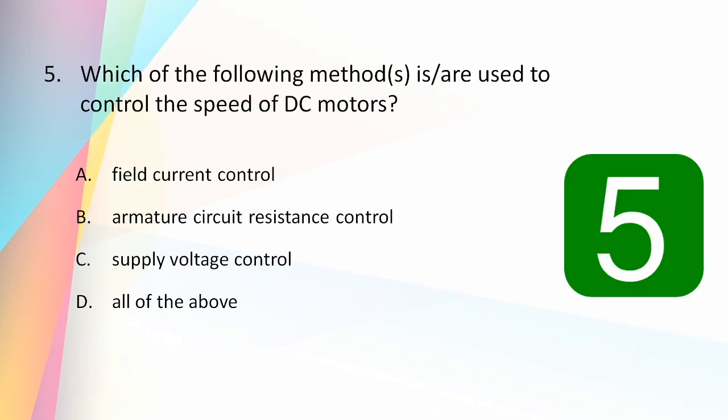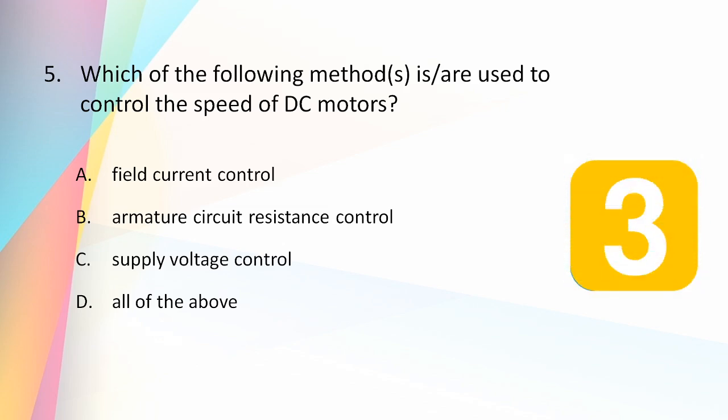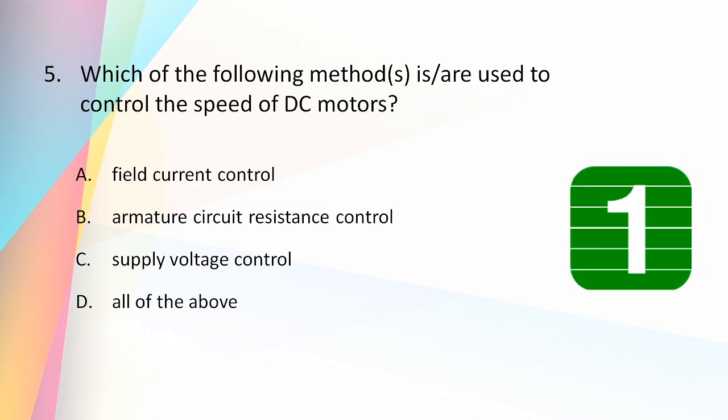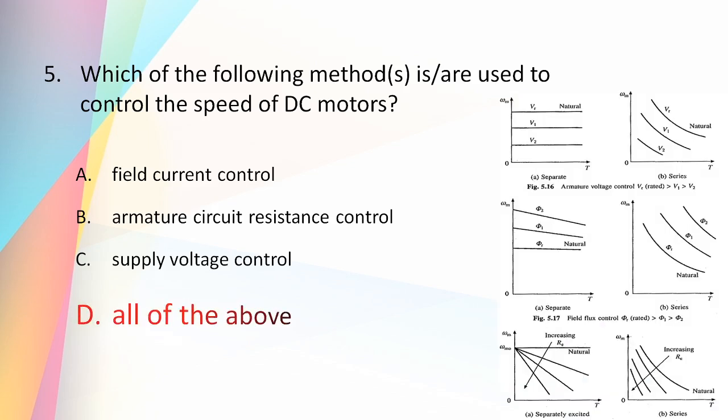Which of the following methods is or are used to control the speed of DC motors? Field current control, armature circuit resistance control, supply voltage control, all of the above. And here you go. And the answer is all of the above.